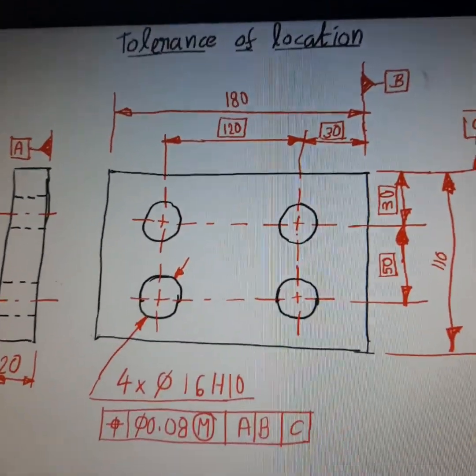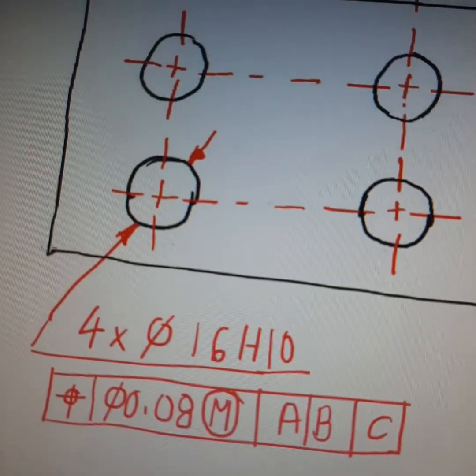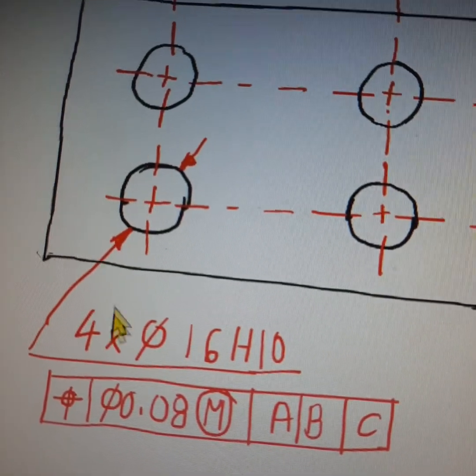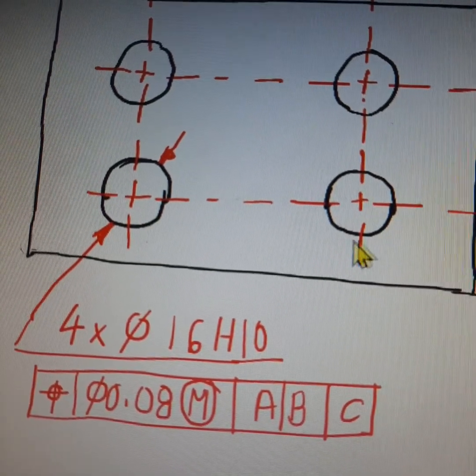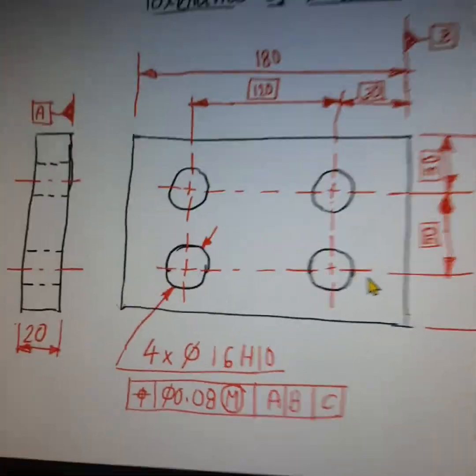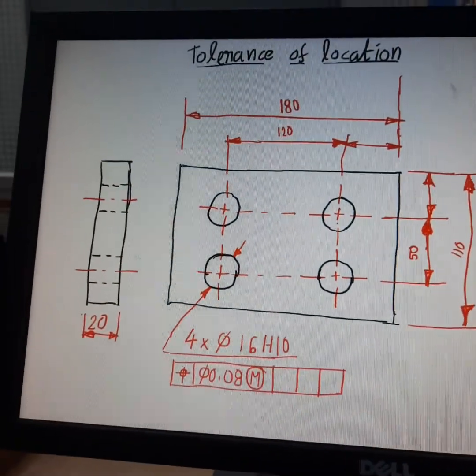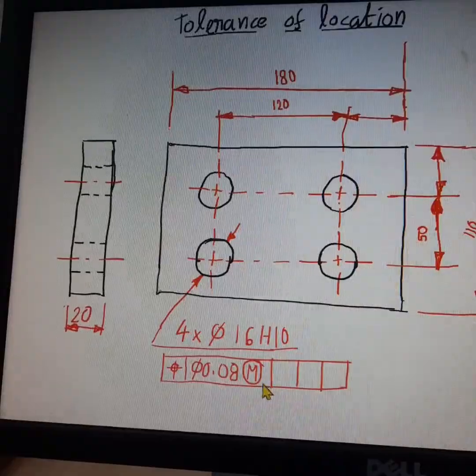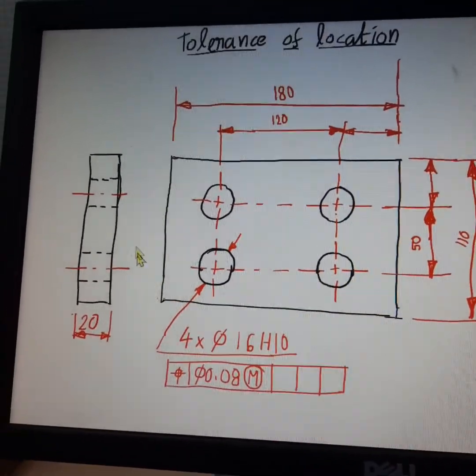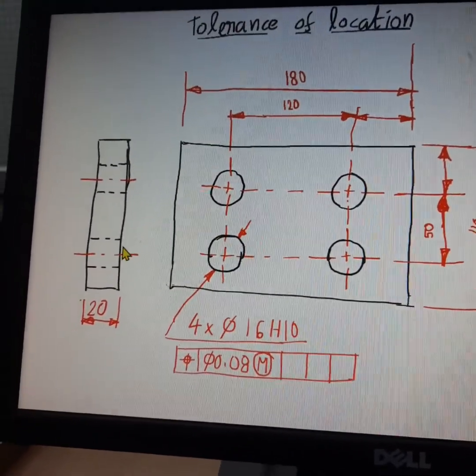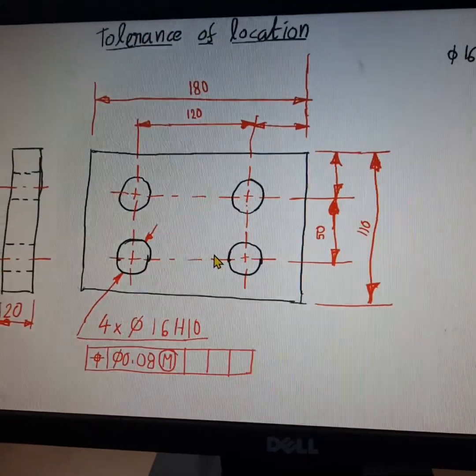In order to apply the position tolerance, first you have to locate the tolerance zone. Cylindrical tolerance zone we have to locate with respect to 3 datum surfaces. Now this cylindrical tolerance zone has to be made perpendicular to one of these 2 surfaces, either the top or bottom surface.